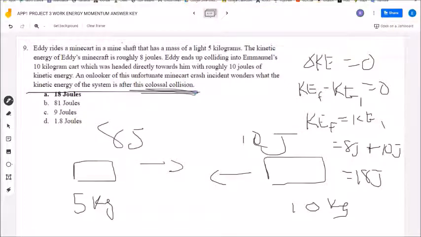We want to know what the kinetic energy of the system is after the collision. 18 is the correct answer. I think I'm going to stop drawing. It's taking a lot of space.